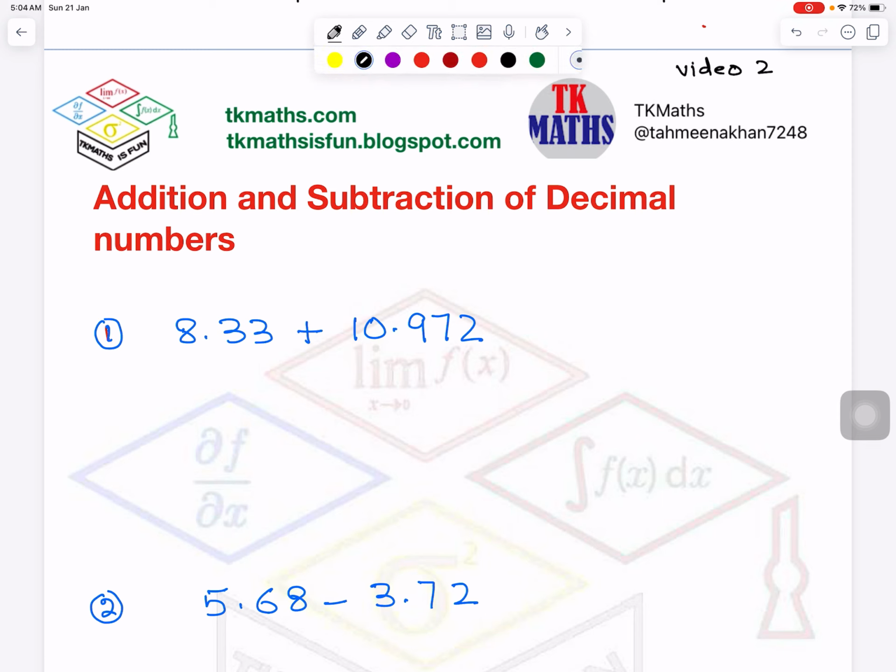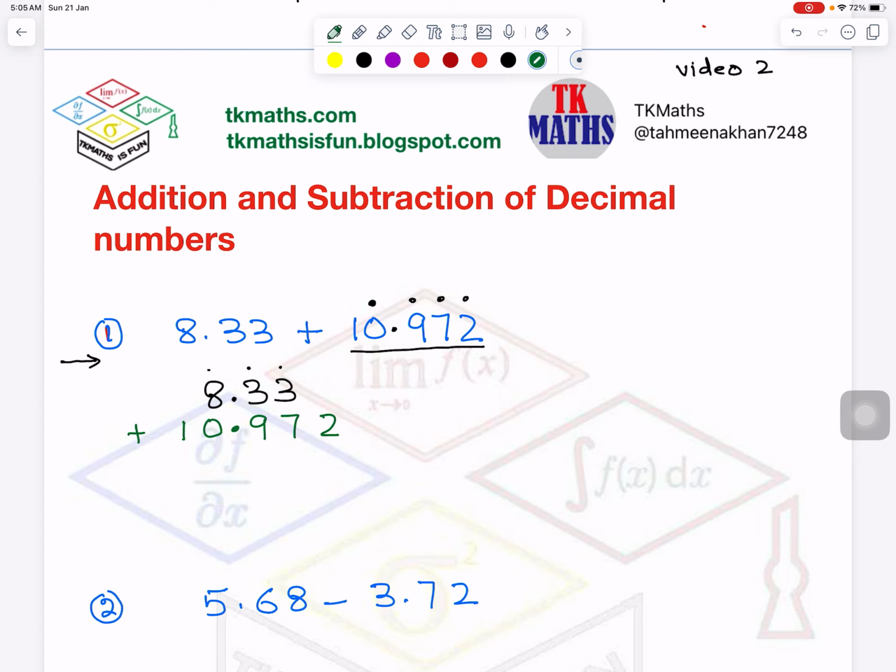Now, the way it is written here in question number 1, this is called horizontal form. When you are adding or subtracting decimal numbers, you must write them vertically. So vertically, the first number is 8.33. Now you know this is unit, this is tenths, this is hundredths, right? We have seen last video. In this number, this is unit, tenths, hundredths, thousandths. So I have to write decimal under decimal, right? So decimal will come here, and here I will write 10, and then 9, 7, 2.